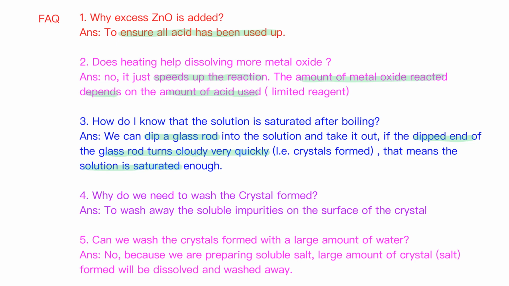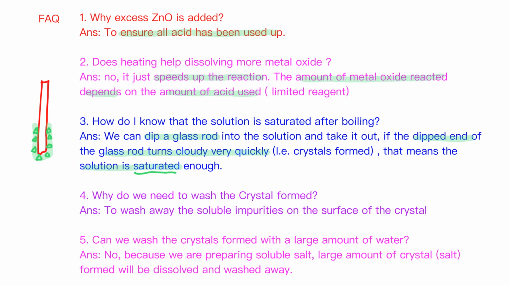So when you take out the rod, the liquid on the surface of it, very quickly you'll see that it turns cloudy. It turns cloudy because small crystals form in it, so therefore it won't be a clear solution. At that time I know that it's eager to crystallize very quickly. Then we'll say that the solution is saturated.